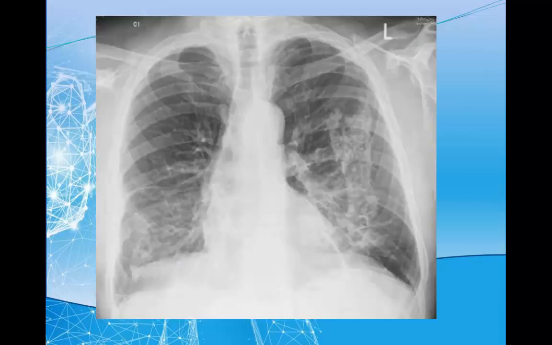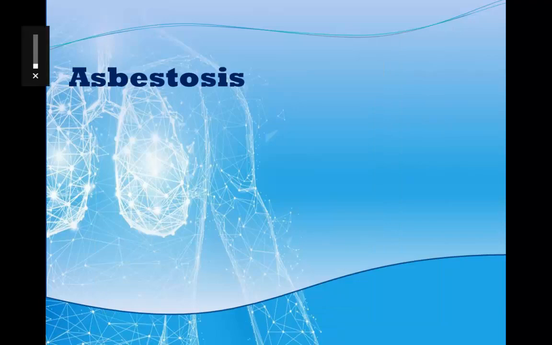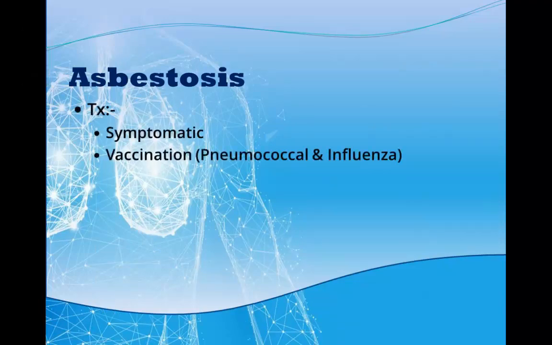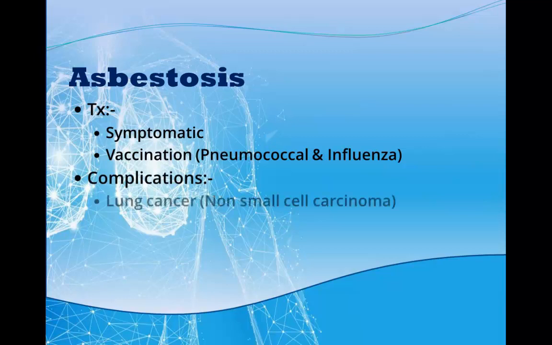The plaque will look something like this on X-ray. There's no treatment except symptomatic treatment and vaccination, and these patients are liable to some form of compensation. Now, when it comes to complications, these patients have a high risk of developing lung cancer, mainly non-small cell carcinoma, and that risk increases even more if they smoke. Mesothelioma is also commonly associated with asbestosis.